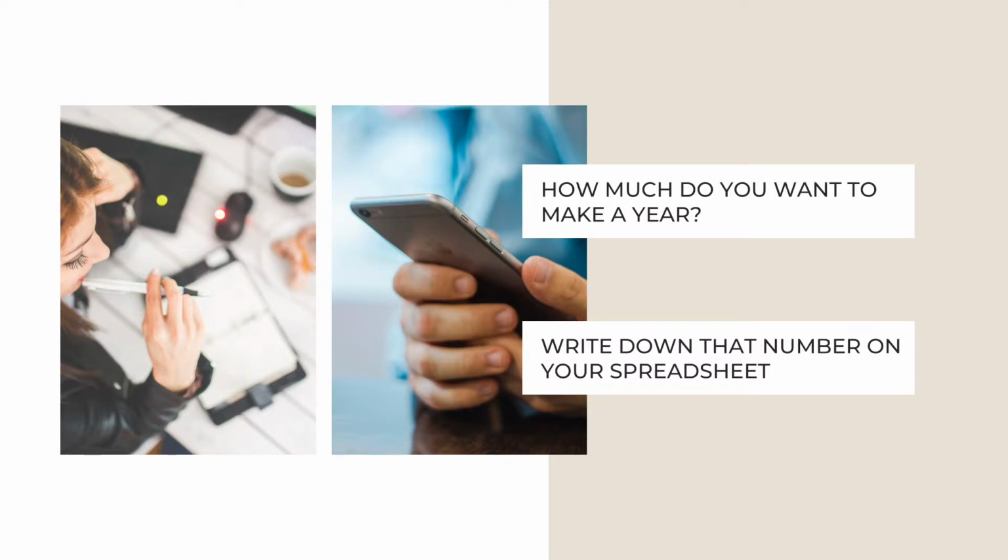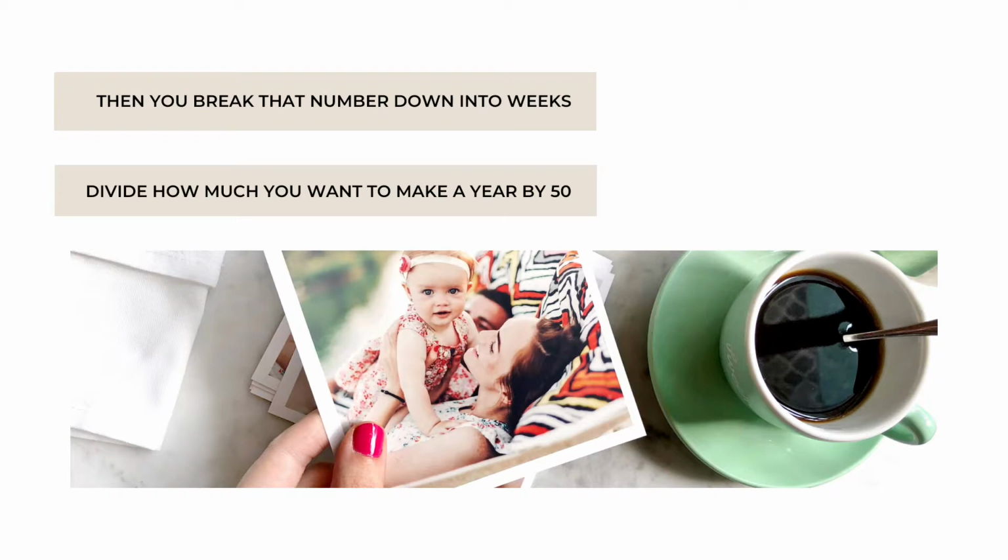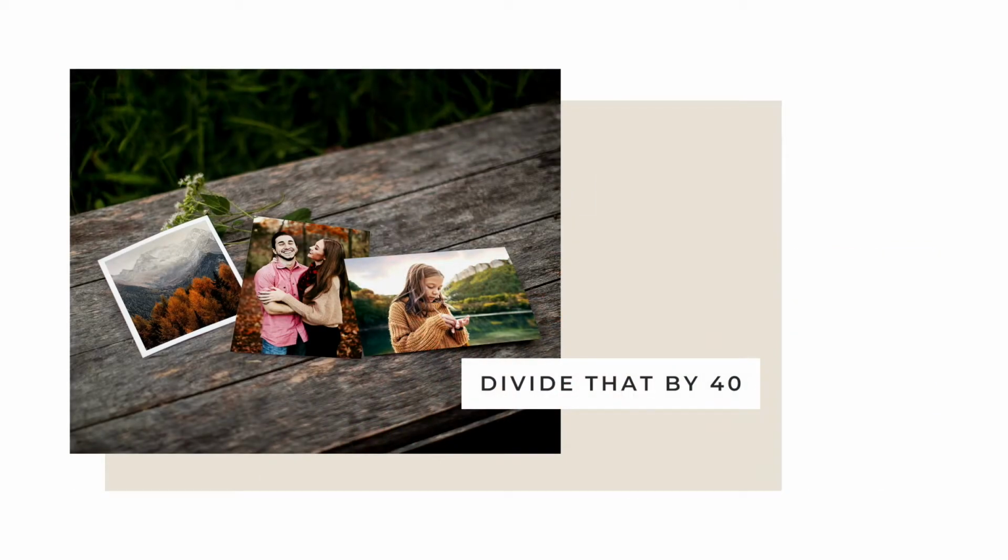Okay. Then you break that number down into weeks. All right, there are 52 weeks a year. Say you're taking 2 weeks off for vacation. That means that you're working for 50 weeks. Okay, so divide how much you want to make a year by 50. And that gives you what you make per week. Then divide that by 40 because there are 40 hours in a week. And this is what you make per hour.